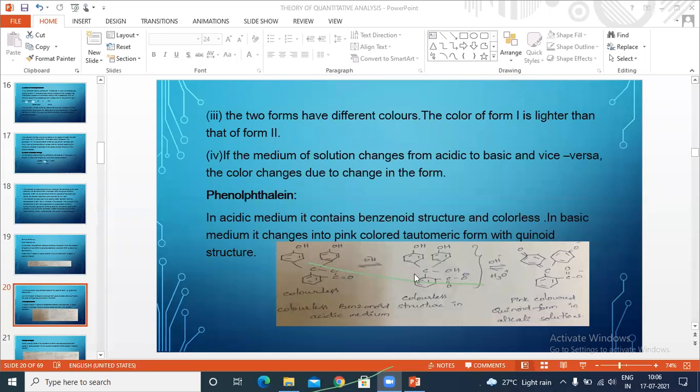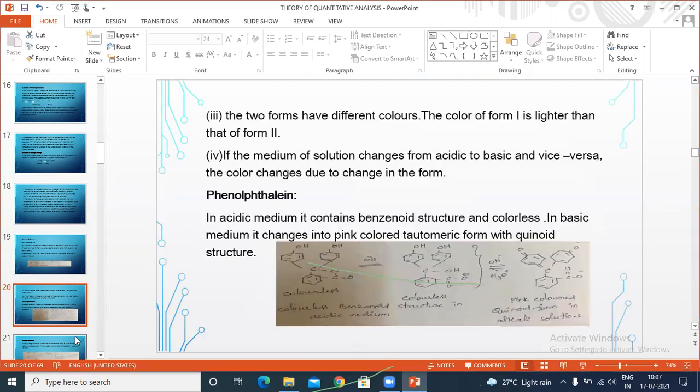In acidic medium, the benzenoid form doesn't have any color. The quininoid form has a pink color in the basic medium, not in the acidic medium. So it has to be converted into a basic medium. The structure changes from benzenoid to quininoid, and the color of the solution changes to pink. That is for phenolphthalein.